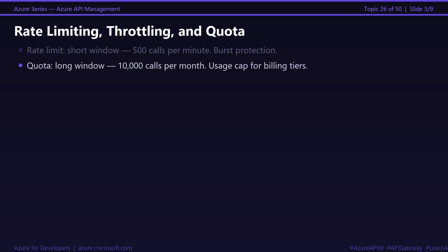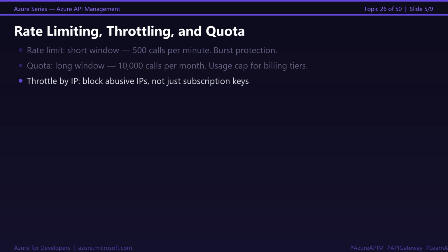Quota operates on a longer window. 10,000 requests per month on the free tier. When the quota is exhausted, APIM rejects requests until the next month. This is how you enforce billing tiers.